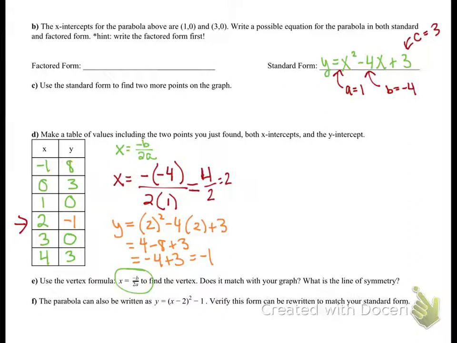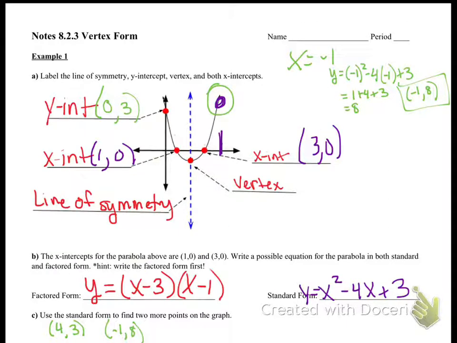So my vertex is 2, negative 1. Does it match my graph? Look over there. Does it make sense? Yeah, it looks great. That totally makes sense that my vertex would be 2, negative 1.